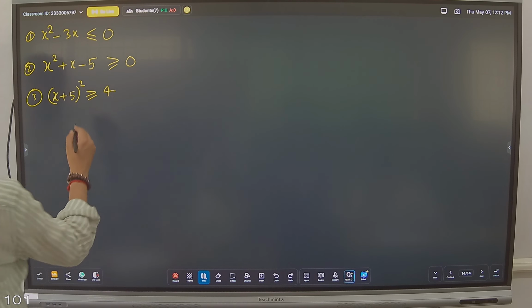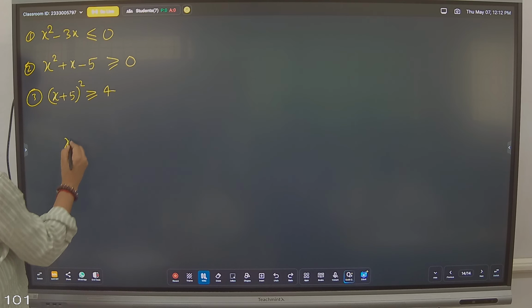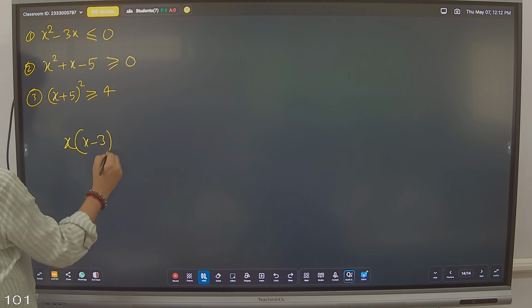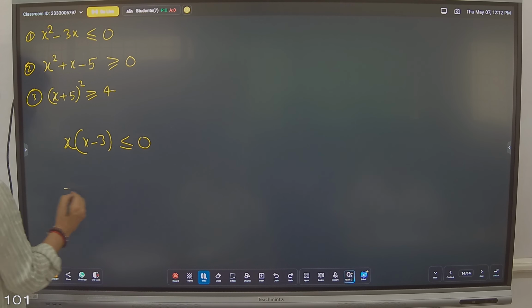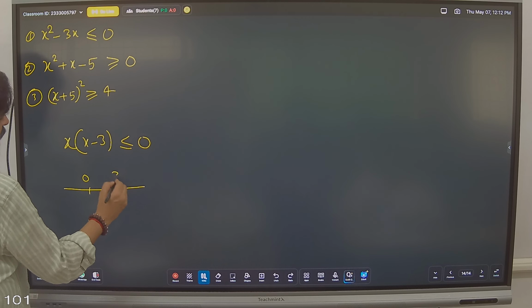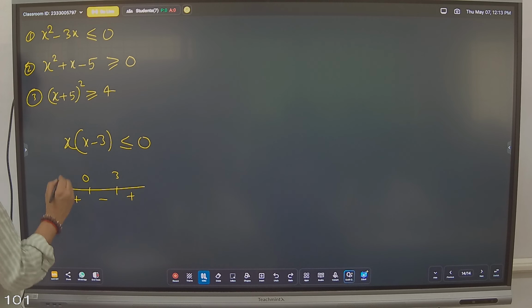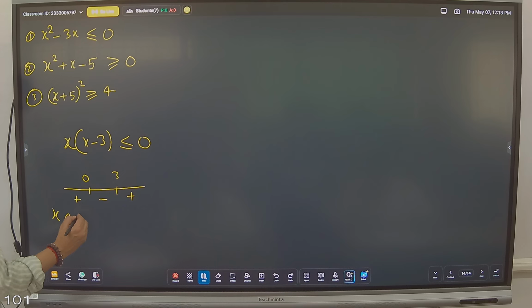First one, I guess everybody got it. x common, I'll get x minus 3 less than or equal to 0. Critical points 0 and 3. Positive, negative, positive. We want negative. So x is an element of closed 0 to 3 closed. How many of you got it?